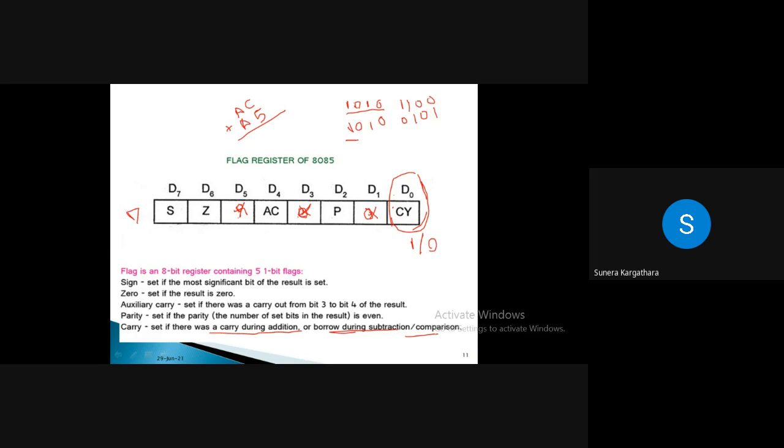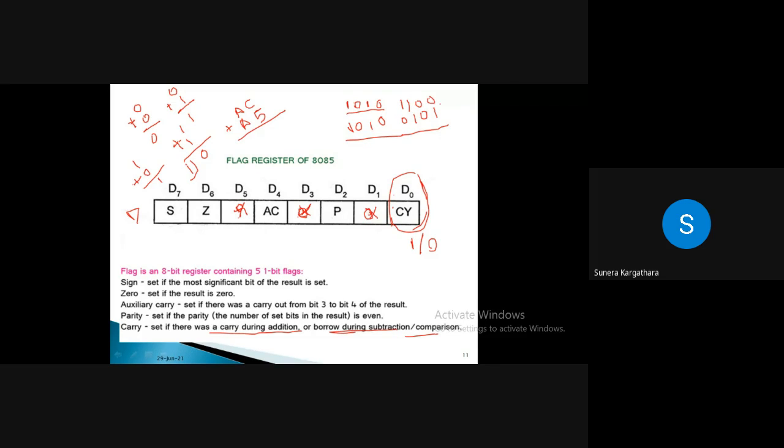Now suppose I add these two numbers. Everyone knows how binary addition works, or should I write it here? 0 plus 0 is 0. 0 plus 1 is 1. 1 plus 0 is 1. 1 plus 1 is 0 with a carry of 1. So 1 plus 1, your sum is 0 and carry is 1. Correct.